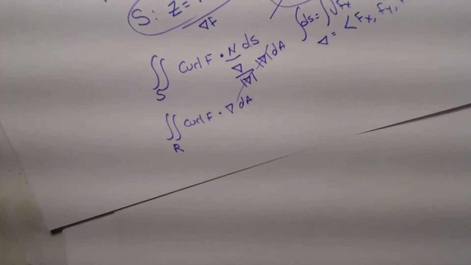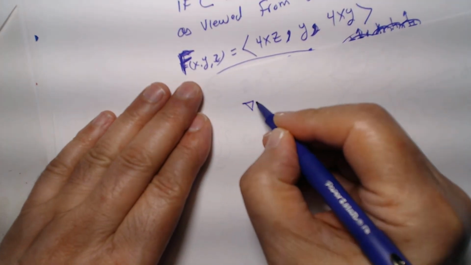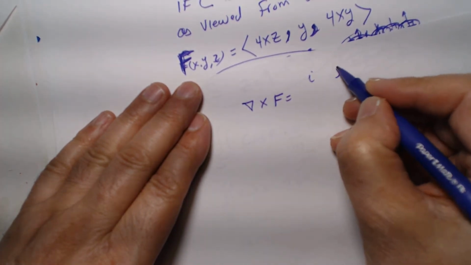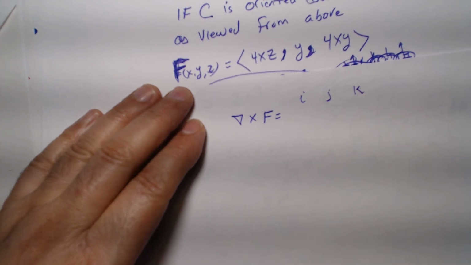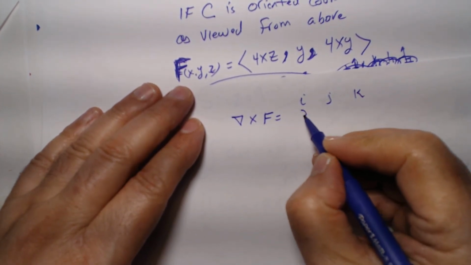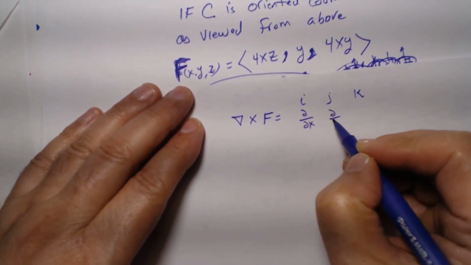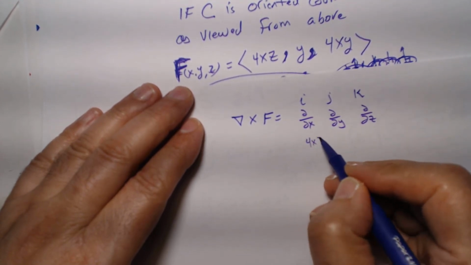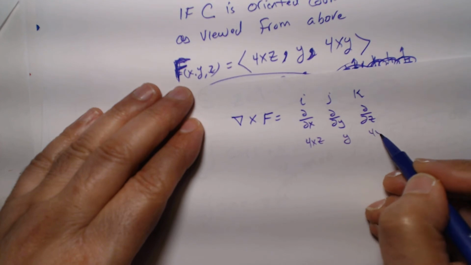Okay, then what is my curl? My curl is the operator crossed with the vector field: i, j, k, then partial with respect to x, partial with respect to y, partial with respect to z, of 4xz, y, 4xy.